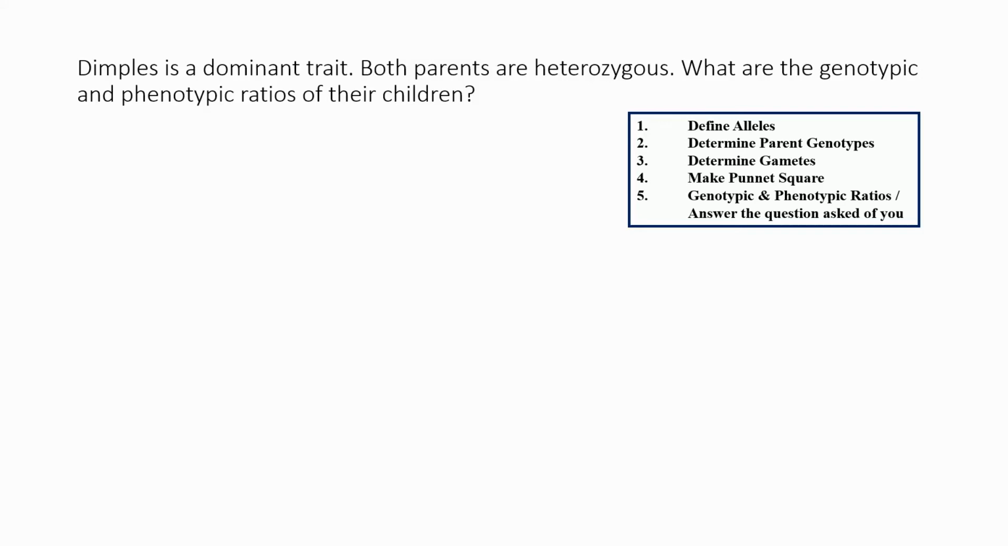So our first step, once again, is to define the alleles. That means we have to set the letters that we're going to assign to the dominant and recessive allele and figure out which trait is the dominant one and which one's the recessive one concerning dimples. So I'll give you a second here. Feel free to pause it and set your alleles.